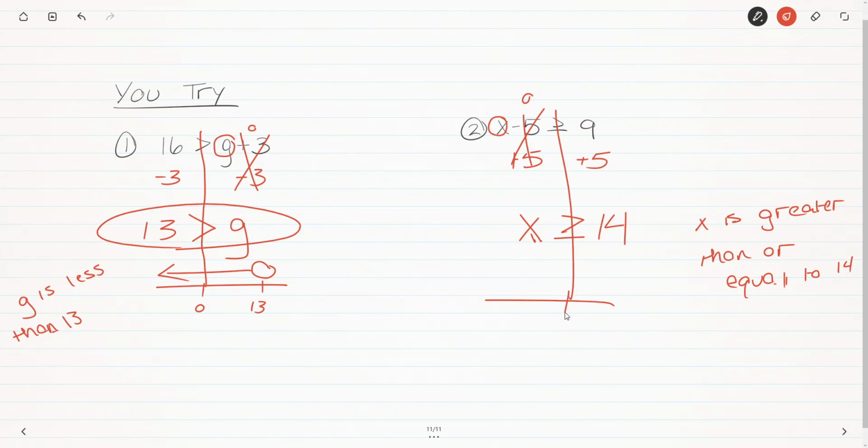So if I graph this then, here's 0. I'm going to put 14 on my graph. 14's included because it says it's equal to 14. So I'm going to close in that circle. 14's included. And it says x is greater. Well, greater would go to the right. Think about what other numbers would be to the right. Maybe like 15, 16. All those numbers are greater than 14. So I know I got it correct.